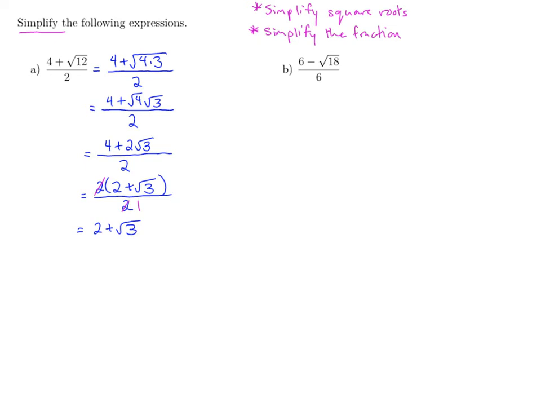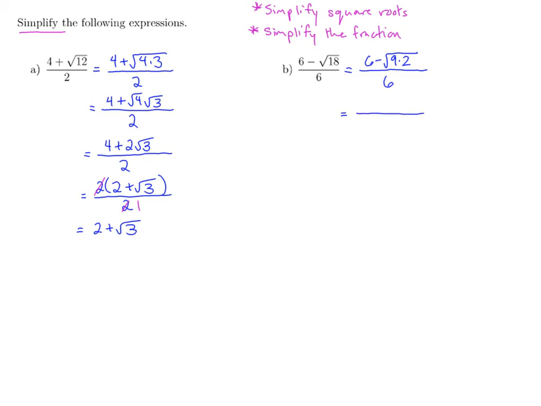So to start, we're going to look to simplify the square root of 18. And to do that, we're going to look for the largest perfect square factor for 18, and that happens to be 9. We can write 18 as 9 times 2. So in our first step here, we're going to write 6 minus, and then instead of the square root of 18, we're going to write the square root of 9 times 2. And that's all divided by 6.